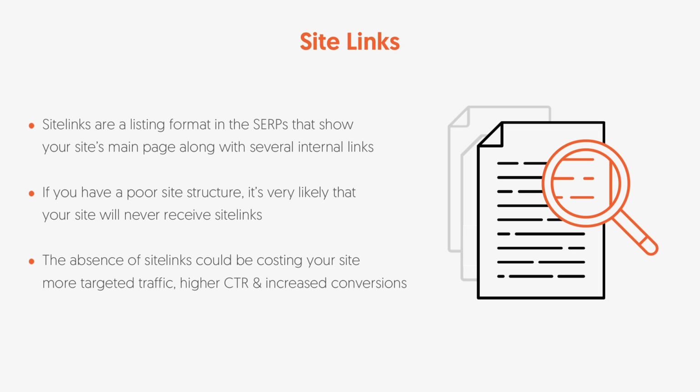So these site links are a listing format that Google shows on their main page along with several other links. So they'll show your main listing from your website with other internal pages. And if you have a poor site architecture, what'll happen is it'll just show the main link or whatever query they're searching for, but it won't have that indentation and more results from your page.